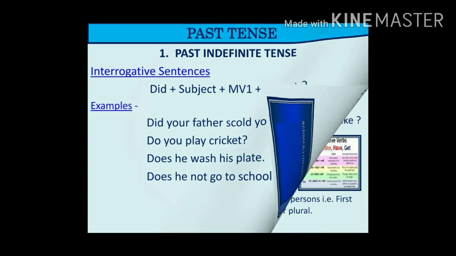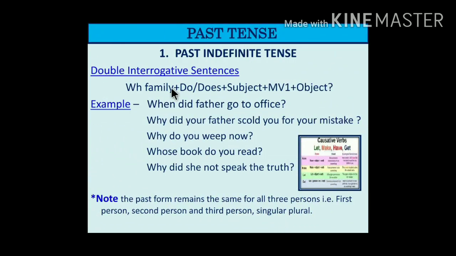Then past indefinite tense, double interrogative, where you expect some explanation. So it should begin with the WH family word and then did, and then subject plus MV1 and then the object. When did, do or does will not be there. It has to be did. When did father go to the office? When did your father scold you for your mistake? Why do you weep now? When do is used, it becomes present tense.